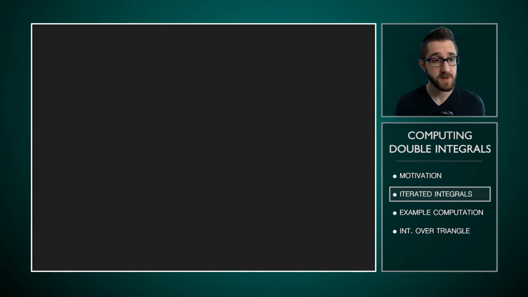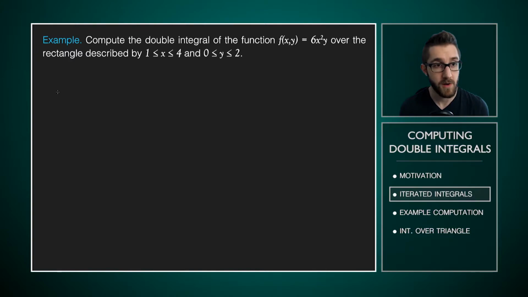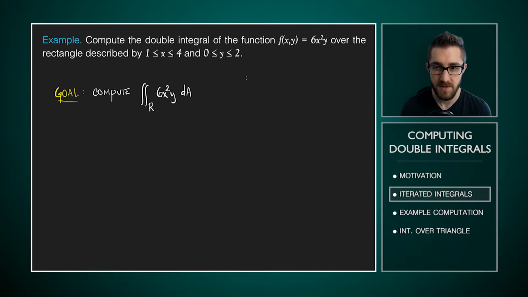Okay, so let's see how that works with an actual example, with a function that we have a formula for and a region that is not too complicated. Here we go. Another way to write our goal with this problem is to compute the double integral over a rectangle, I'm going to call it R, of the function 6x squared y dA. So that's the notation for the double integral of this function f of x, y equals 6x squared y over this rectangle R. We're going to start finding in our course that whenever we're given a description of something and we're not given a picture of it, we should draw the picture ourselves.